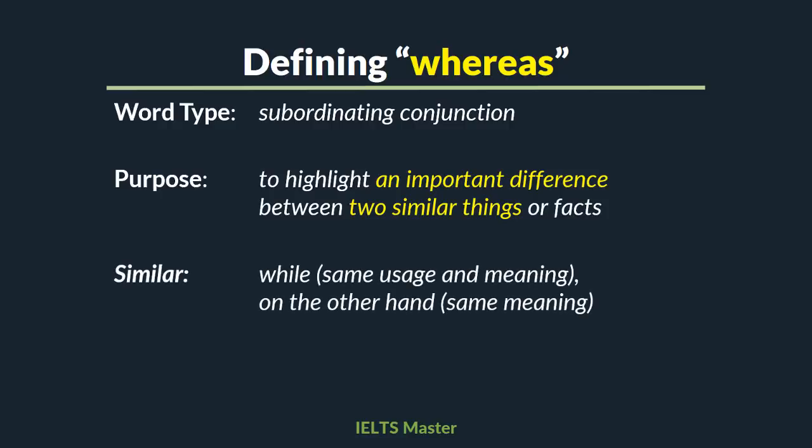What are things that are similar to whereas? We have while, which has the same usage and meaning. So you can substitute whereas for while. But while has several meanings. While can be used for time. I ate ice cream while I was walking. That's not the same one. That's not this while. It's the other while. And we'll look at that in just a moment. And also on the other hand. And this has the same meaning, but the usage is a little bit different.